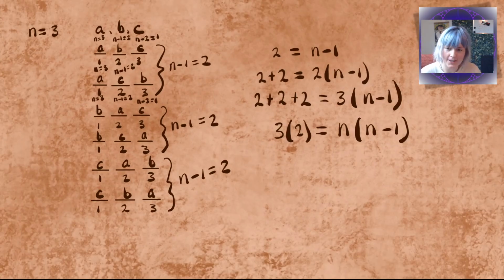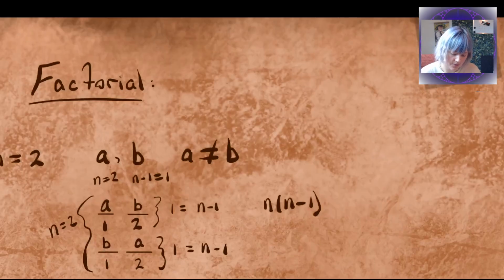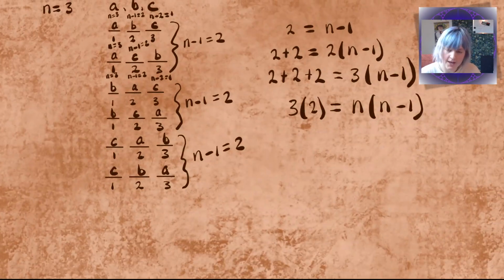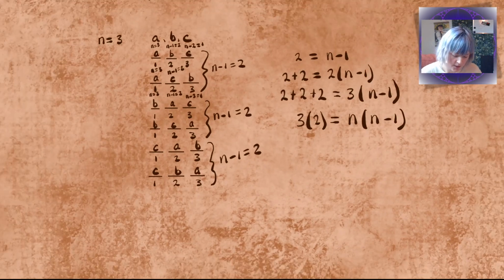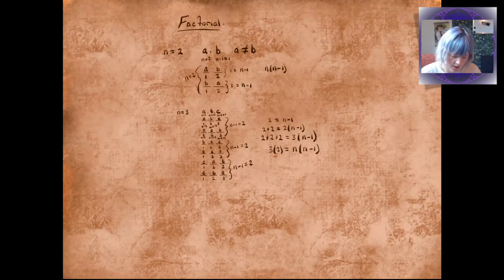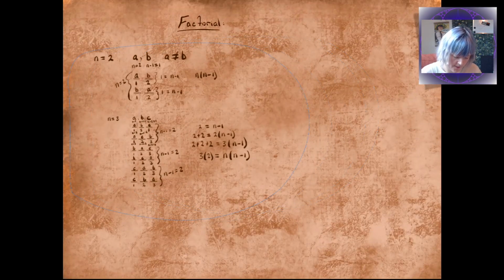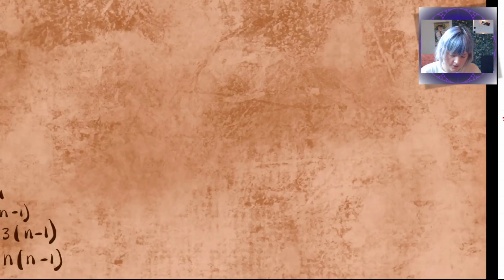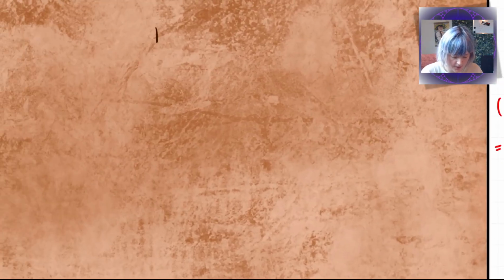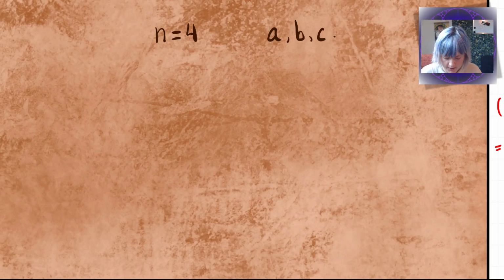I am going to do n equals 4 because I think it's not clear quite yet how we're getting n times n minus 1 times n minus 2 all the way to the very end, where you have n minus 1. So let's go ahead and just move this stuff on over. For giggles here, let's take a look at n equals 4. So I've got A, B, C, and D.